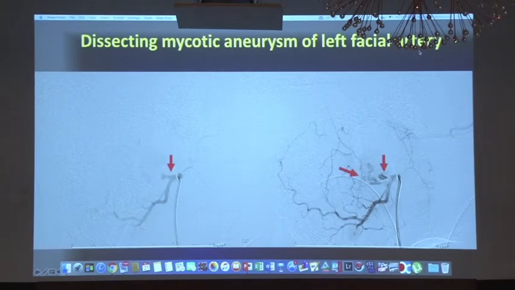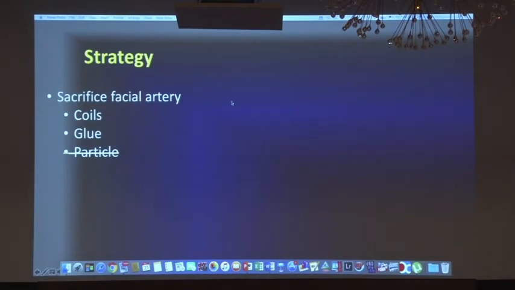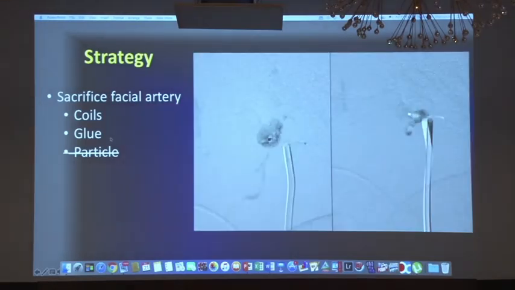When we inject the ECA angiogram, you see here the aneurysm is coming from the proximal facial artery. This is the location of the neck, called the neck of the aneurysm. For this disease, we need to sacrifice the facial artery. We have 2 choices: use coils or glue. For this, we use the glue.